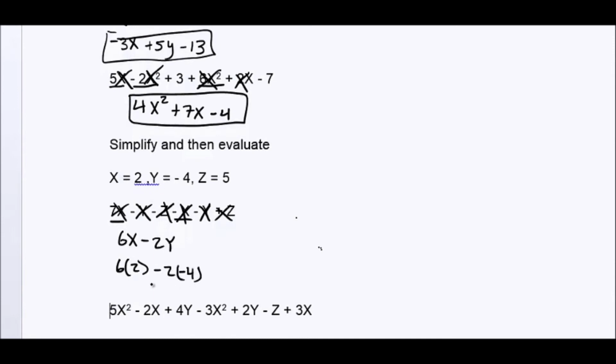And in algebra, we use parentheses for multiplication. 6 times 2 is 12. Negative 2 times a negative 4 is a positive 8. 12 plus 8 is 20. So our final answer is 20.